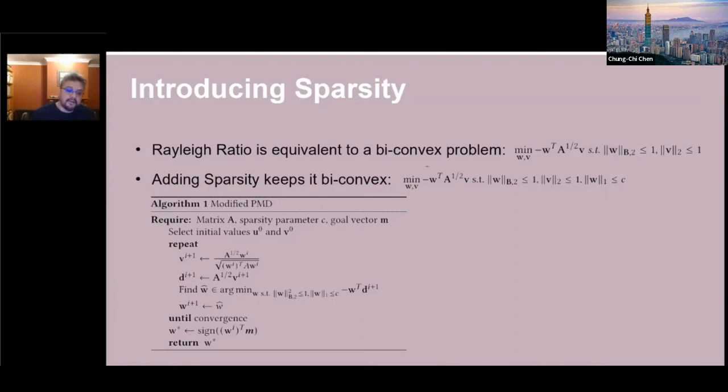Now we use a modified algorithm from Daniela Witten on the penalized matrix decomposition, where we add in a matrix multiplication in her steps, and we also use our reference vector in order to solve our symmetry problem. Of course, you require a given matrix A and a given matrix B. There's a sparsity parameter, which is now an input from the portfolio manager, and the goal vector M, which will be determined by the KPI. And then you go through the algorithm, and it converges.